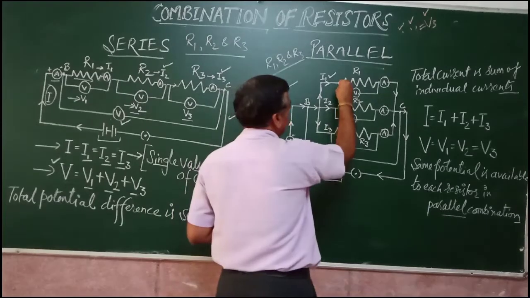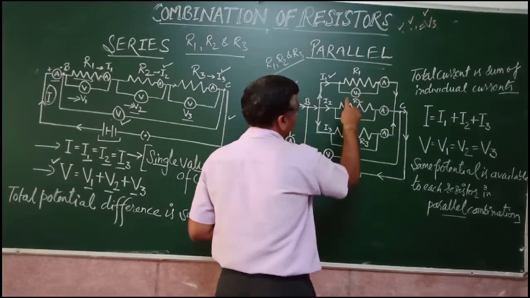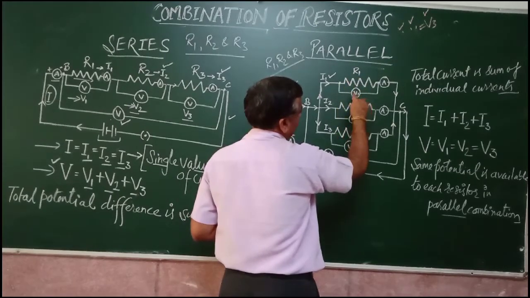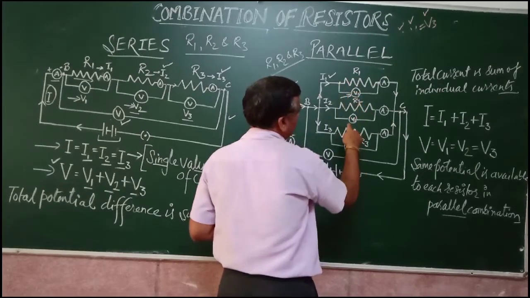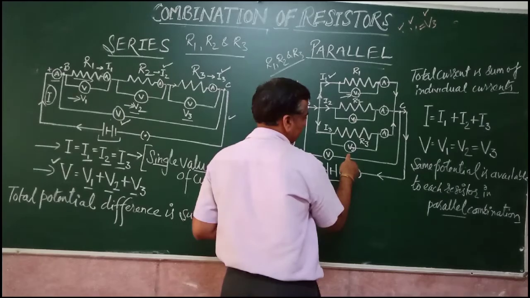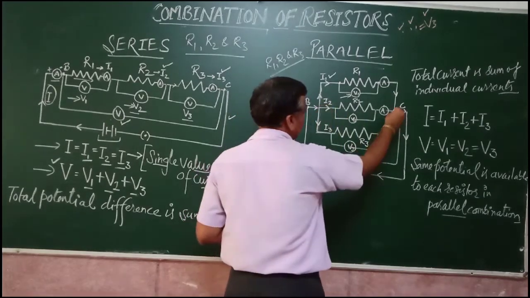Similarly, we have connected the voltmeter across each resistor. So the potential drop across R1 is V1 measured by this voltmeter. Similarly, the potential drop across the second resistor is V2, and the potential drop across the third resistor is V3. And all these three resistors are connected in parallel.